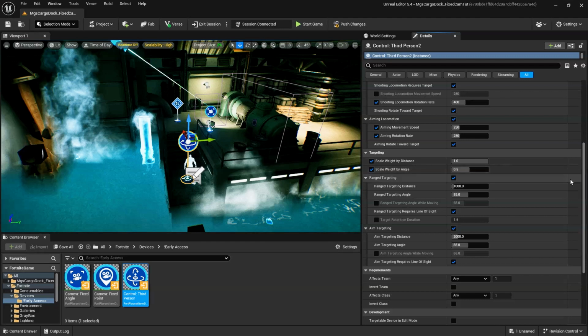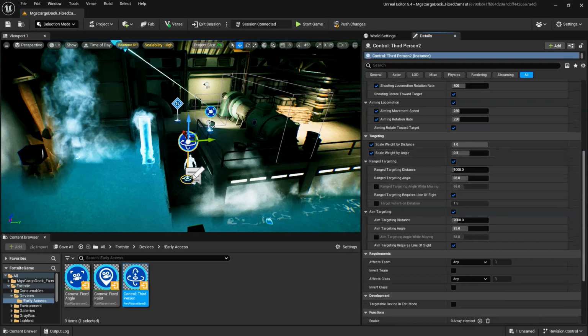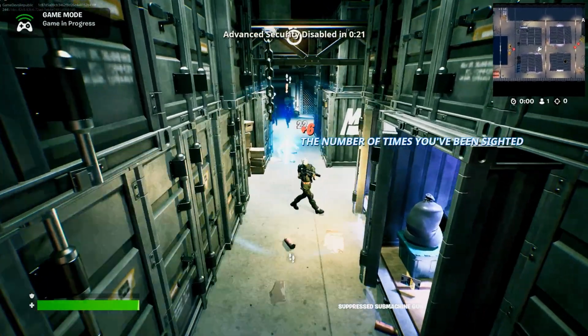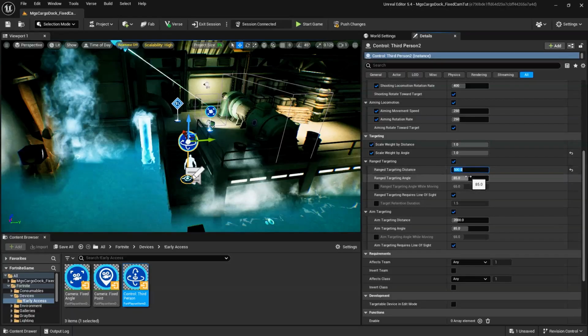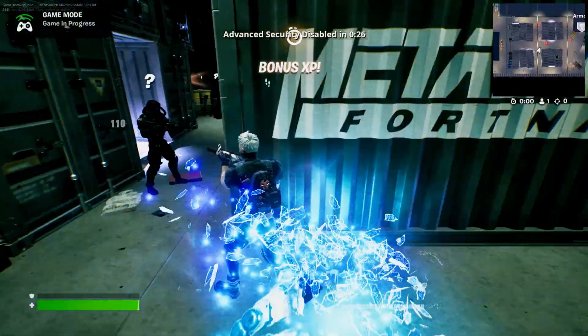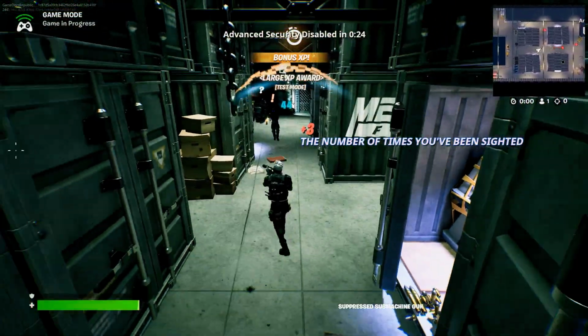Range targeting, if enabled, allows you to set specific parameters related to range targeting assistance for players. Range targeting distance determines the maximum distance targets can be from the player to be considered valid targets. Range targeting angle, depending on where the player is facing, is the range in degrees where targets are considered valid.